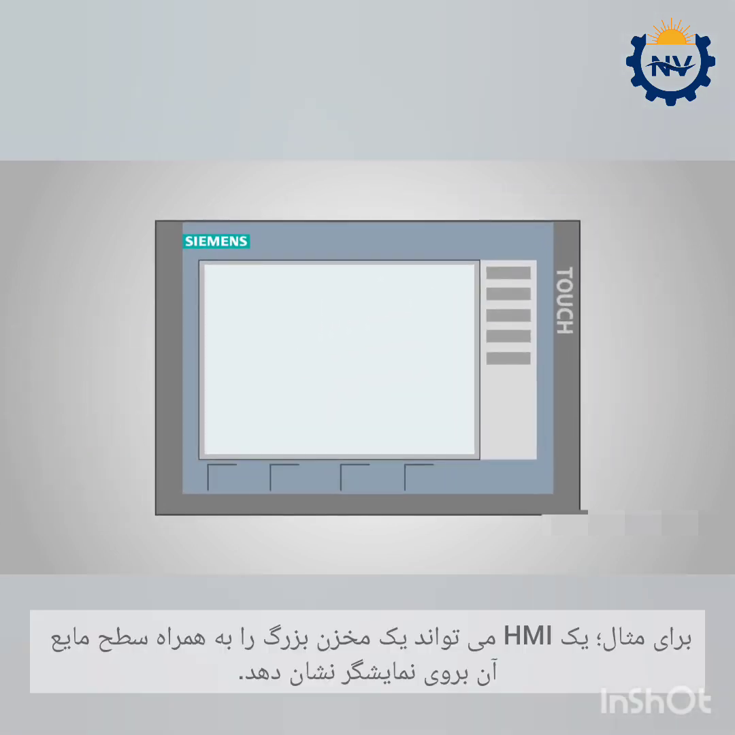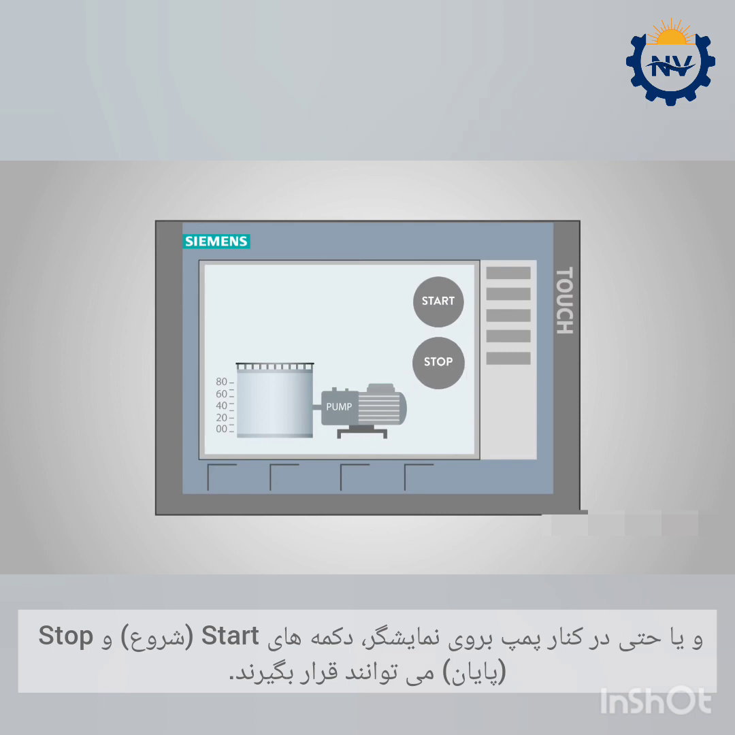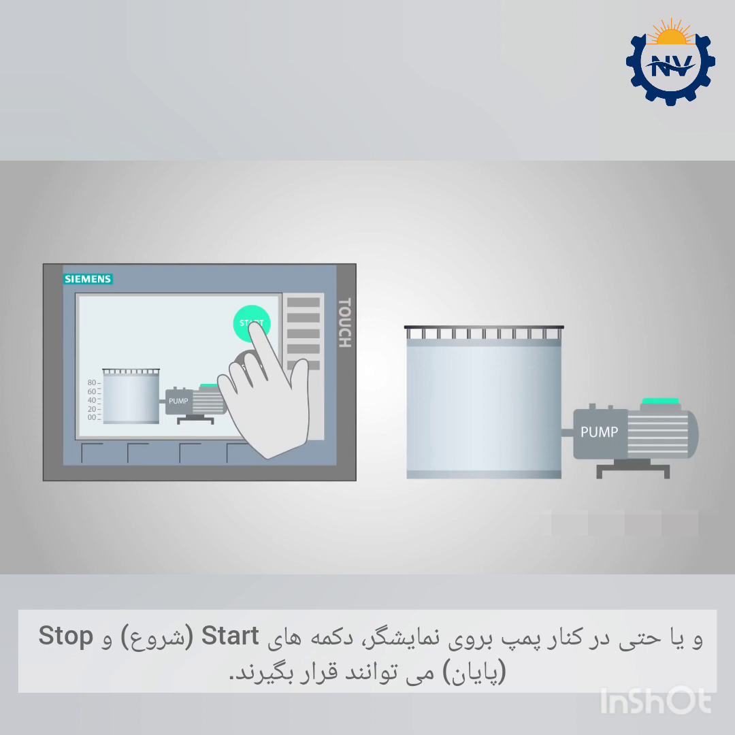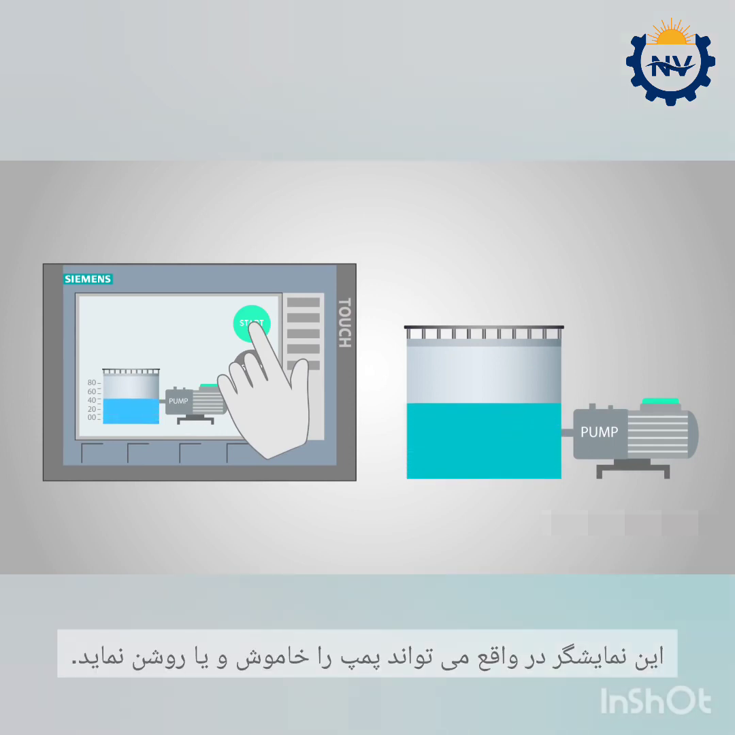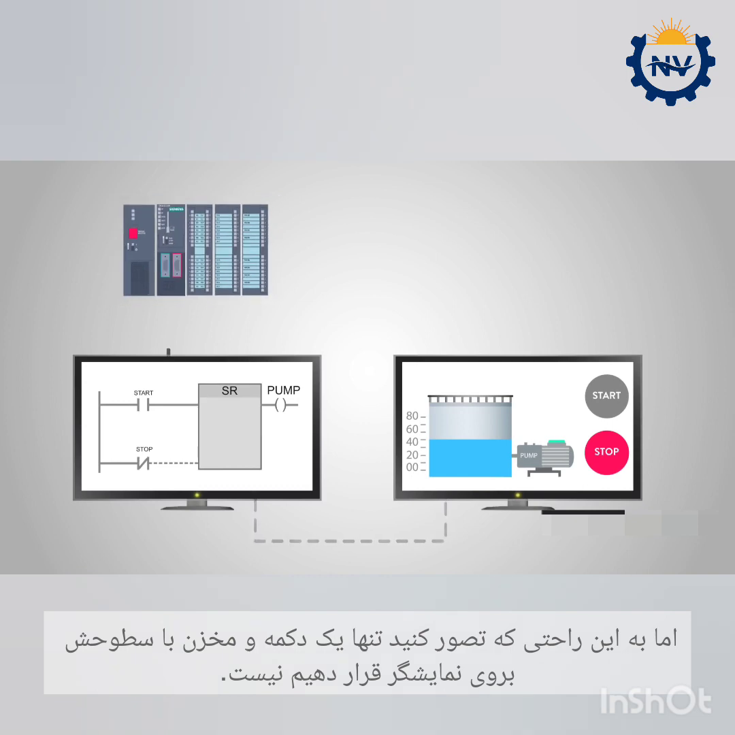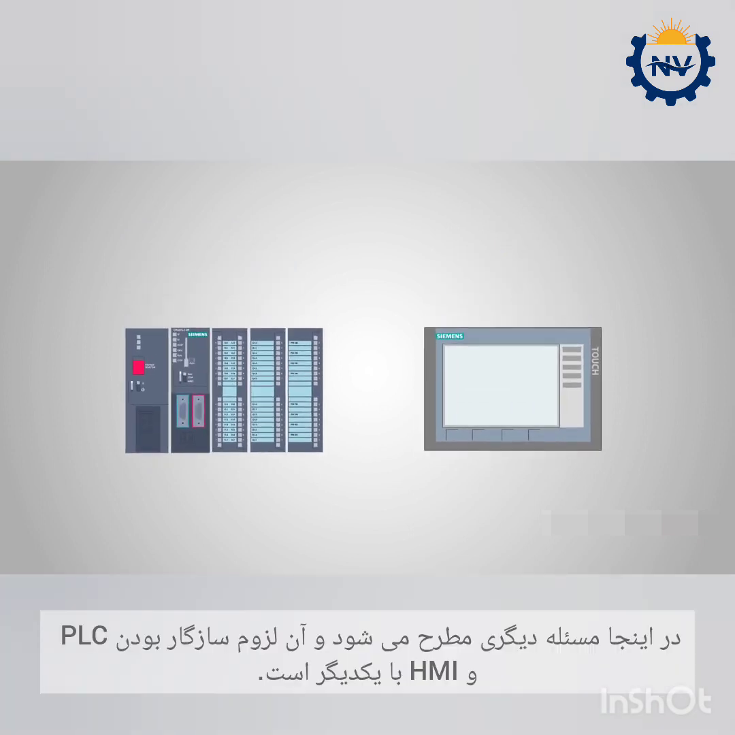For example, an HMI may have a large tank displayed on the screen with the level of a liquid displayed. Next to the tank is a pump to lower the liquid level. An HMI can also have the start and stop button displayed and usable on the screen next to the pump. This display would be able to actually turn the pump on and off. But it's not as easy as just placing a button on the screen or a tank with a level on the screen. The person programming the HMI has to program each indicator and button to a specific input or output address of a PLC.